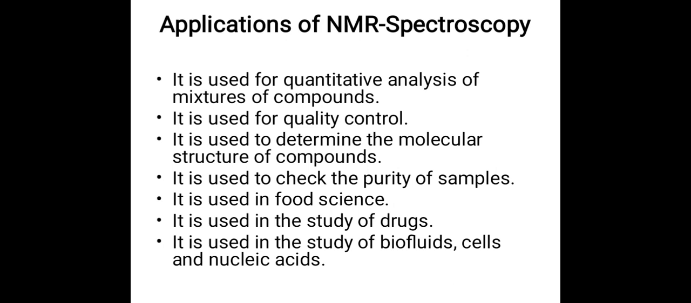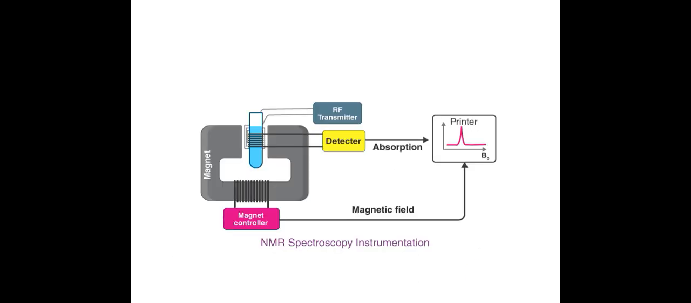Next, applications of NMR spectroscopy. It is used for quantitative analysis of mixtures of compounds. It is used for quality control. It is used to determine the molecular structure of compounds. It is used to detect the purity of samples. It is used in food science. It is used in the study of drugs. It is used in the study of biofuels, cells, and nucleic acids.